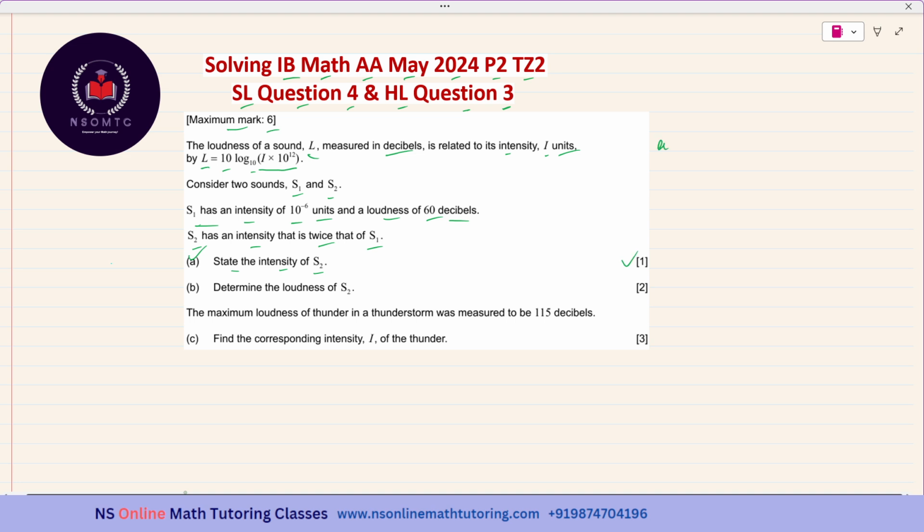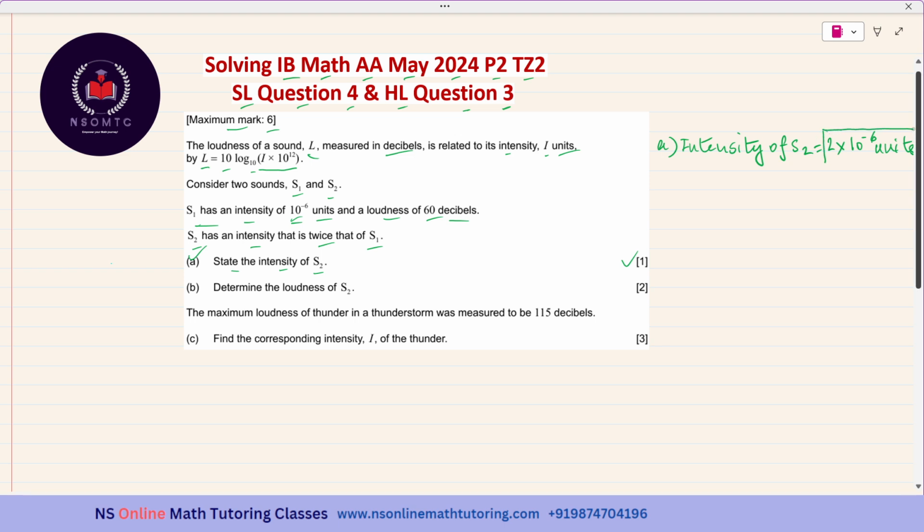So part A, intensity of S2 will be equal to 2 times intensity of S1, which is 10 to the power of negative 6. So 2 times 10 to the power of negative 6 units. Part B: determine the loudness of S2.